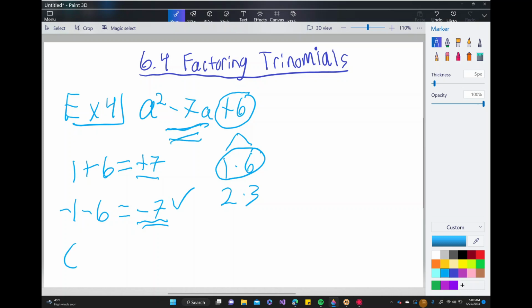I can split up my two groups. I'm going to have a minus 1 times a minus 6. I get a because my variable's in terms of a. And then negative 1 comes from right there. Negative 6 right there.